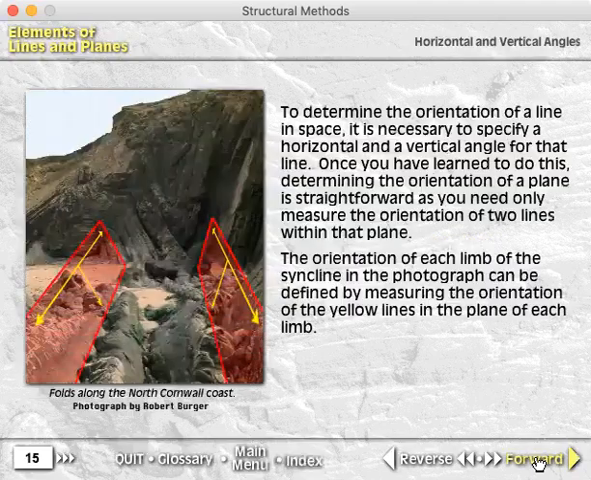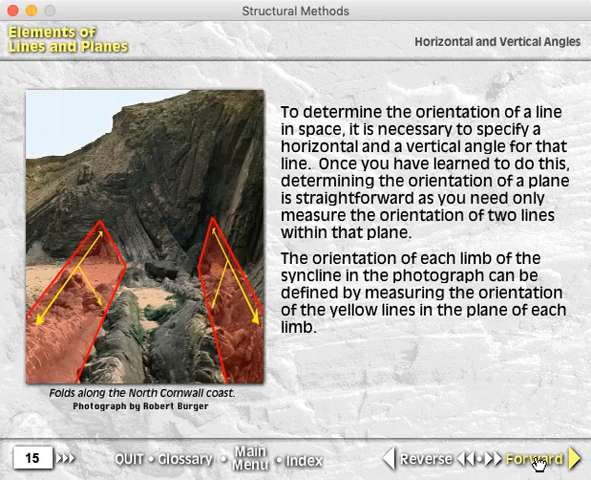To determine the orientation of a line in space, it is necessary to specify a horizontal and a vertical angle for that line. Once you have learned to do this, determining the orientation of a plane is straightforward, as you need only measure the orientation of two lines within that plane. The orientation, the limb of the syncline in the photograph, can be defined by measuring the orientation of the yellow lines in the plane of each limb.